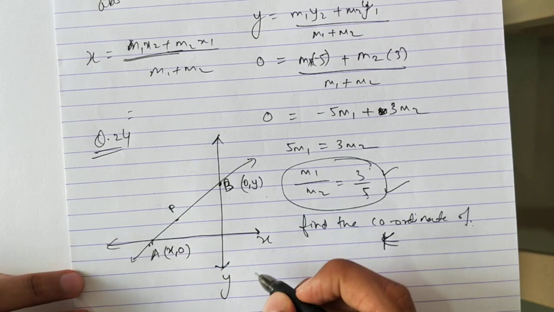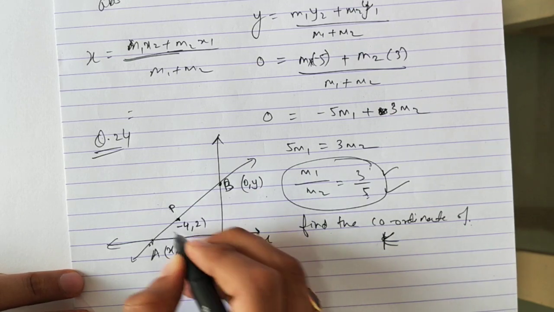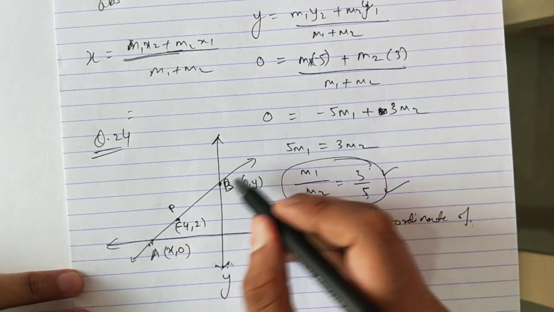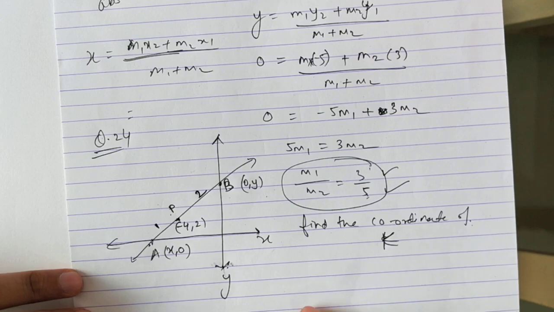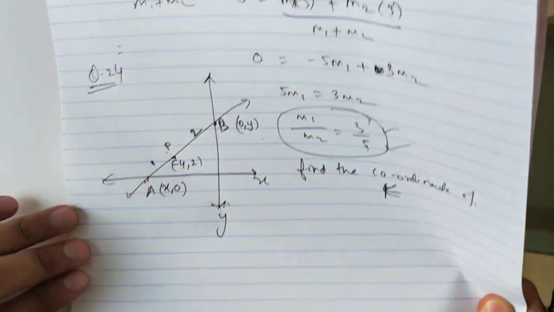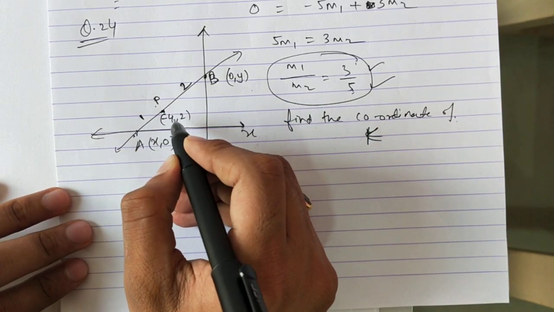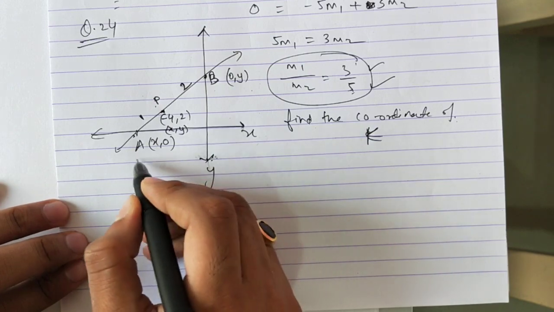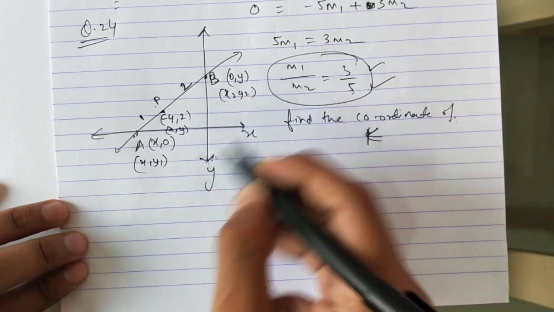Point P is given in the question. It is given as (-4, 2). And the ratio in which P divides AB is given as 1:2. So now all the important information is given. This point P is always taken as (x, y). A is taken as (x1, y1) and B is taken as (x2, y2).